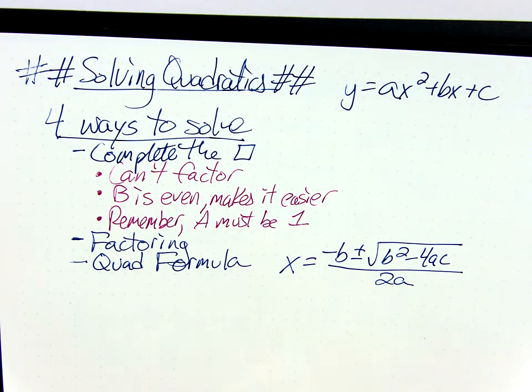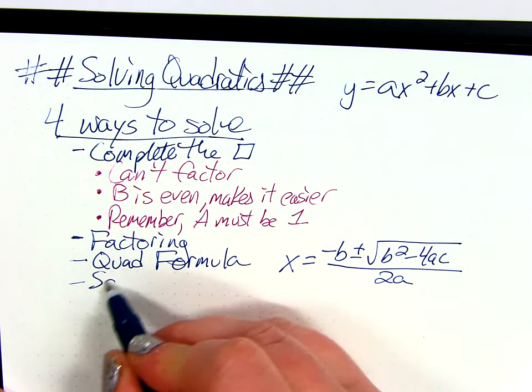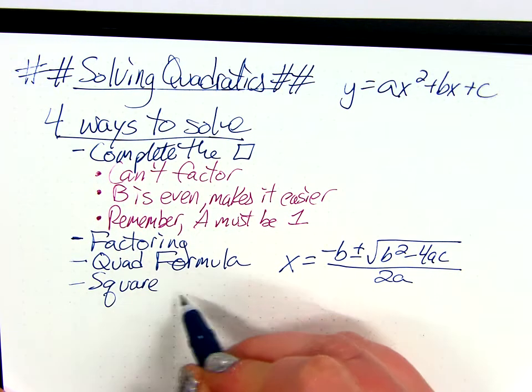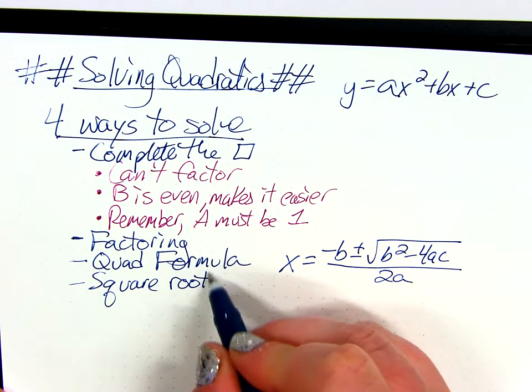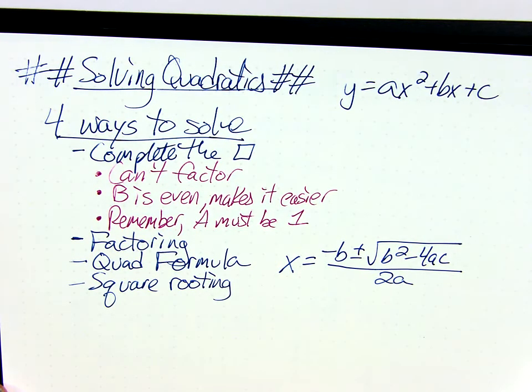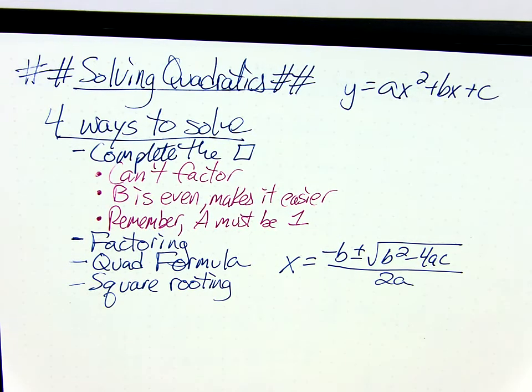The easiest one, though, we haven't mentioned yet. Oh, you can graph it, yeah. So I guess you really have 5. Yeah, square rooting. The problem with square rooting is, again, that's another one that you can't do all the time. It has to be a certain circumstance in order for you to solve by square rooting. What does that circumstance have to be?